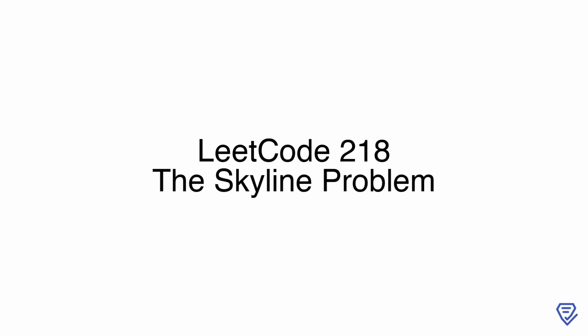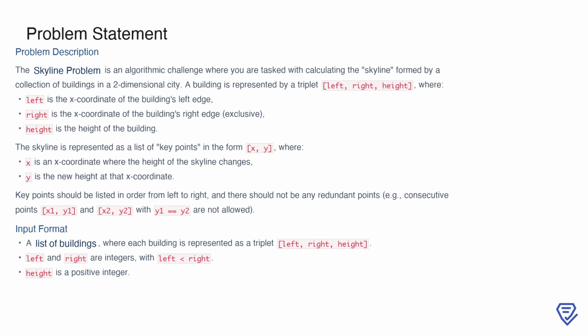Let's dive in. The skyline problem involves determining the outline of a city's skyline when given a collection of rectangular buildings in a two-dimensional plane. Each building is defined by three values: the left x-coordinate of its starting edge, the right x-coordinate of its ending edge, and its height. These buildings may overlap, and our task is to calculate the key points where the skyline changes height. These key points are represented as x, y pairs, where x is the position along the x-axis, and y is the new height of the skyline at that position.